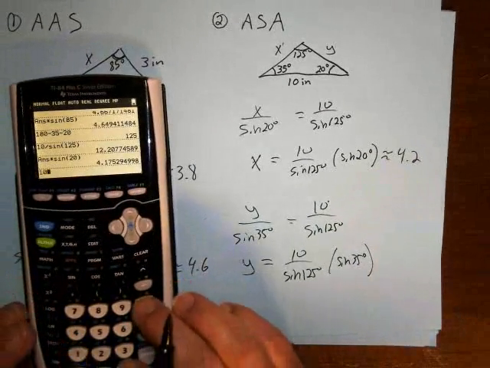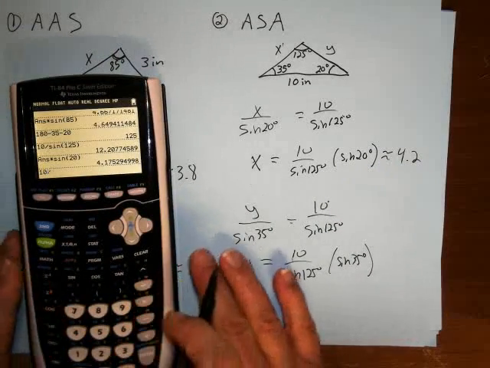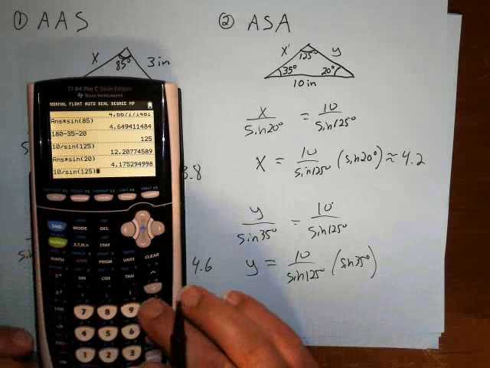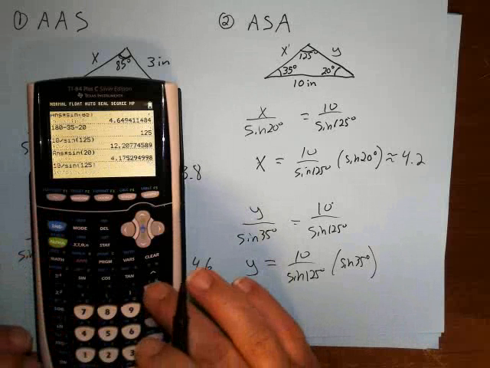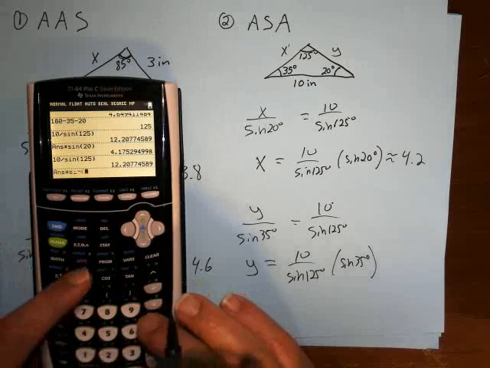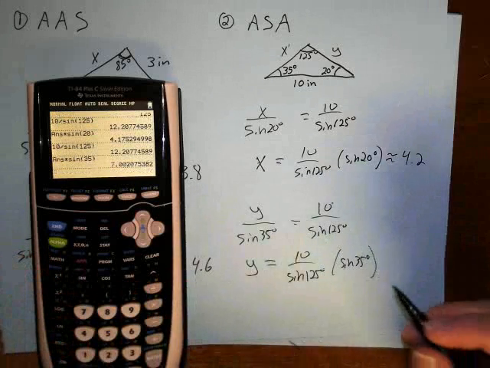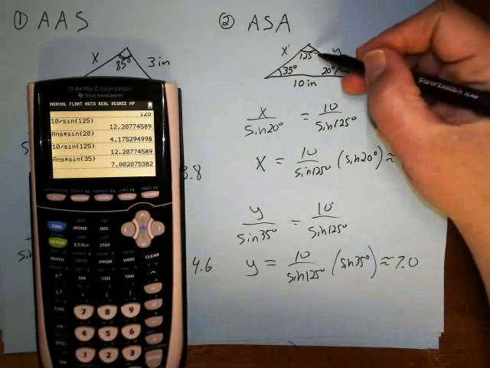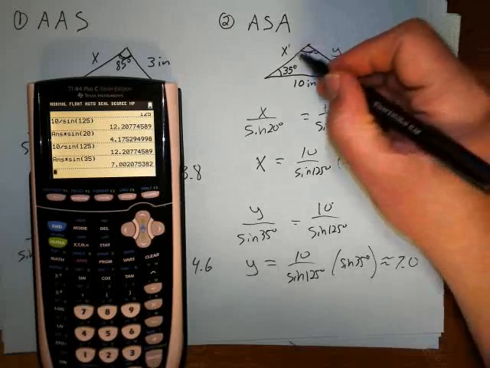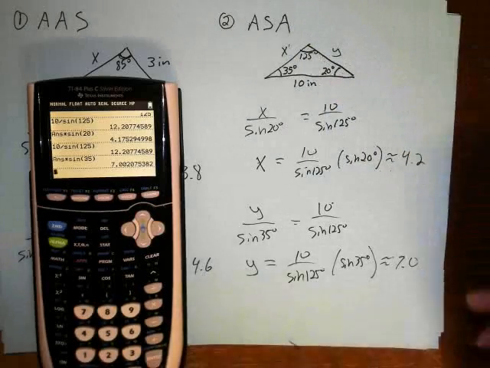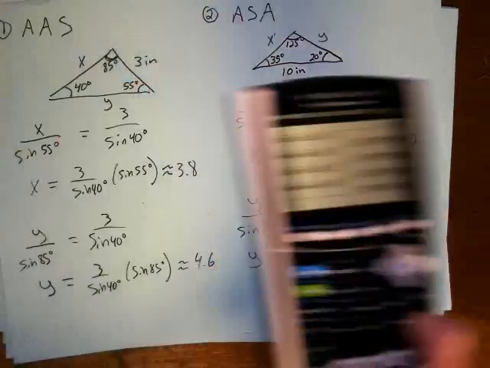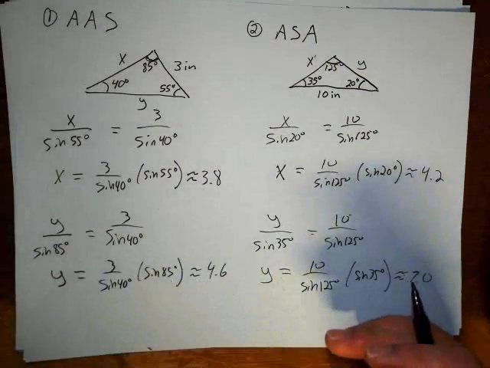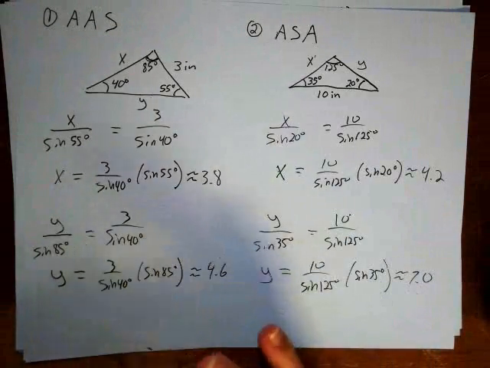So now I got 10 divided by sine of 125, and then multiply that by sine of 35. And this is approximately 7.0. And so that would be this side. This would be 4.2. That would be 7.0. Okay? So that's the idea behind law of sines. You can use it to find these missing sides. That's what we've done so far.